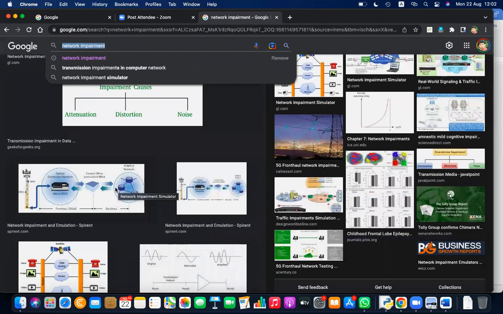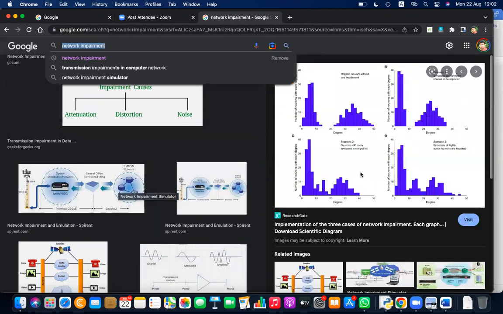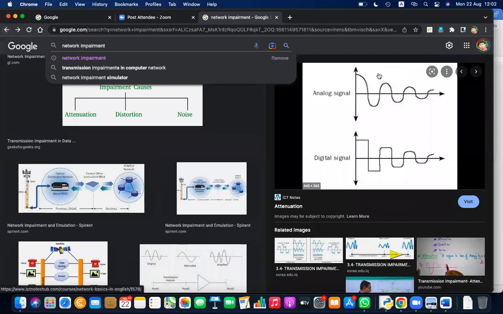Yes, sir. Okay. Now, so what is attenuation then? Lowering of the signal power with the distance. So please remember these things. Lowering of the signal power with the distance is called attenuation.